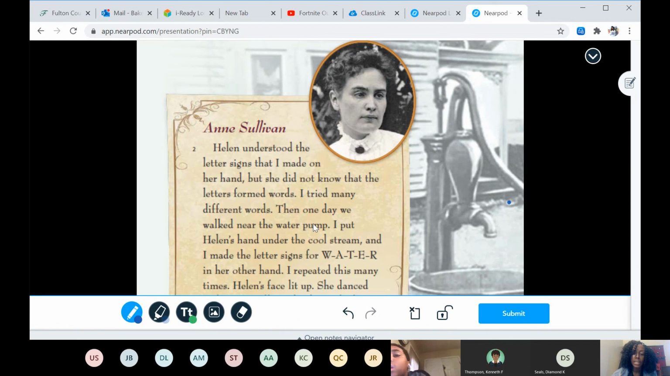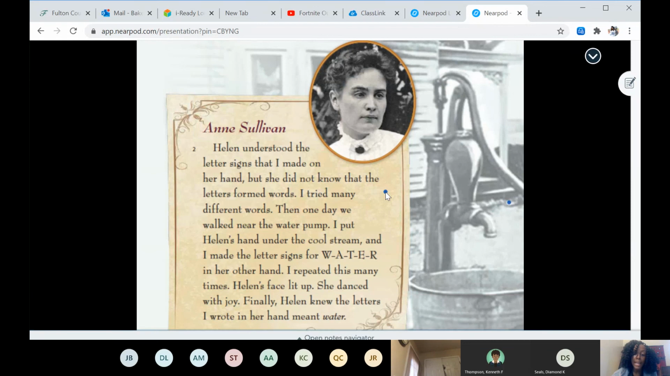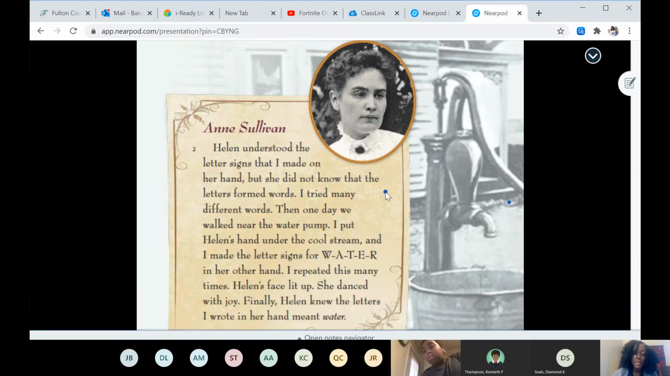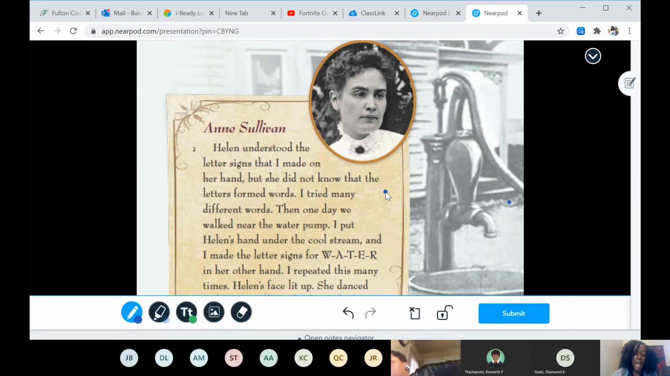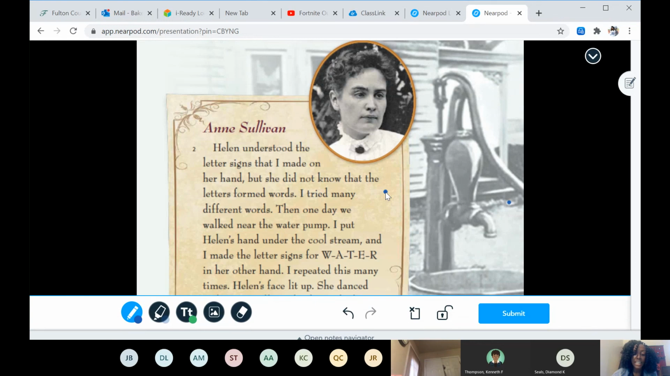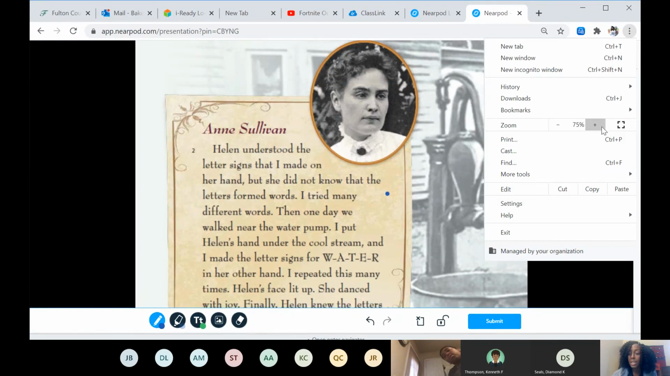Then one day we walked near the water pump. I put Helen's hand under the cool stream and I made the letter signs for W, A, T, E, and R in her hand. I repeated this many times. Helen's face lit up. She danced with joy. Finally, Helen knew the letters I wrote in her hand meant water. So Helen was learning how to read.